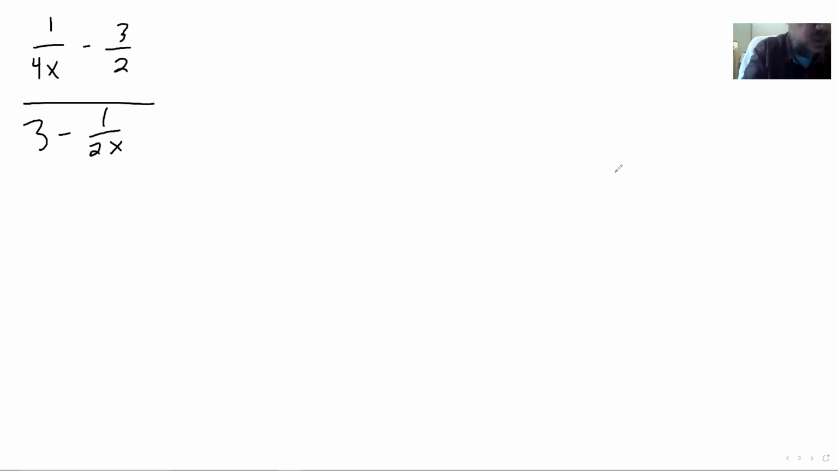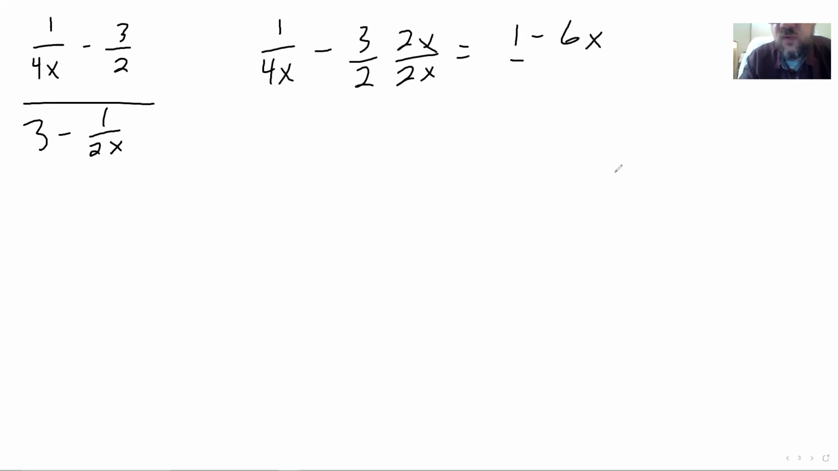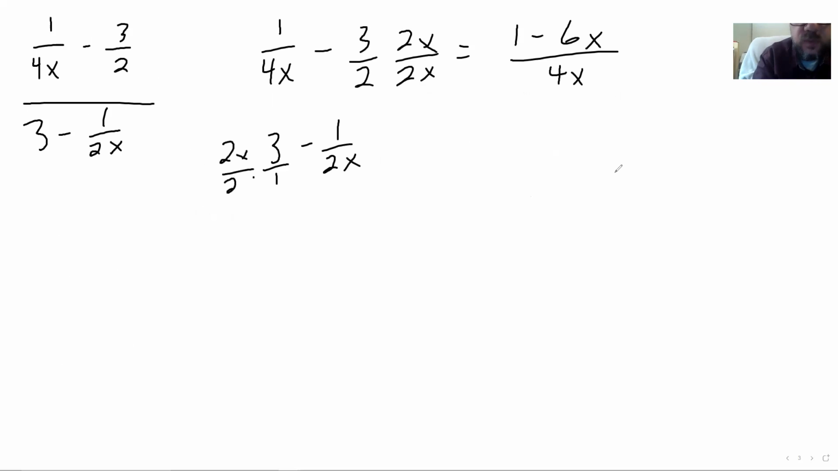So 1 over 4x minus 3 halves, 1 over 4x minus 3 over 2. I need to get a common denominator. A common denominator here is 4x, so I'm going to multiply this by 2x over 2x. And I get 1 minus 6x over 4x. And in the denominator there, I've got 3 minus 1 over 2x, and that's 3 over 1. So my common denominator is 2x, so multiply by 2x over 2x. And I end up with 6x minus 1 over 2x.